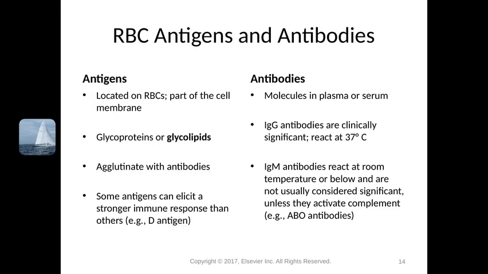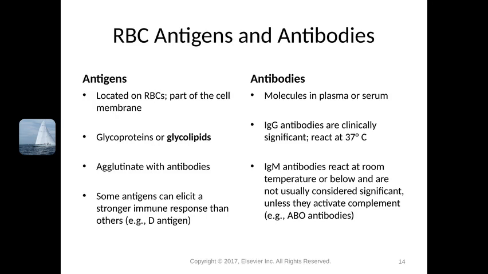When we look at antibodies, these are molecules floating around in the plasma or serum. They're made by, again, those plasma cells. IgG antibodies are clinically significant. They react at 37 degrees. IgM react at room temperature and are usually not considered significant unless they can activate complement like our ABO antibodies. Sometimes we can see an IgM causing a problem with hemolytic disease of the newborn, but typically speaking, it's so rare because it doesn't cross the placenta that we don't usually see that.